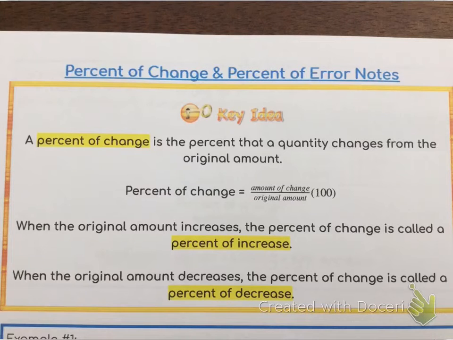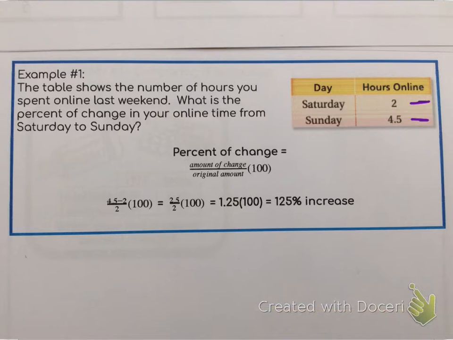Okay, we're going to go into some examples that hopefully will help you understand that a little better. When the original amount increases, the percent of change is called a percent of increase. So if you start at 12 and you go up to 20, that would be an increase because you're going from 12 to 20, which is going up. If you start at 20 and go to 12, then the original amount decreases. That would be a percent of decrease because you went from 20 to 12, so you went down.